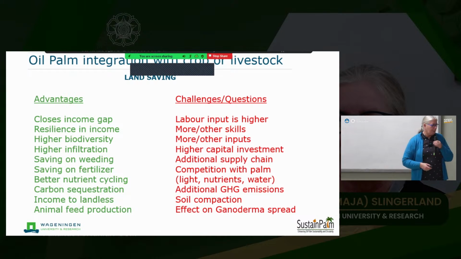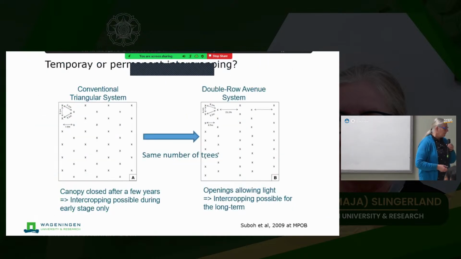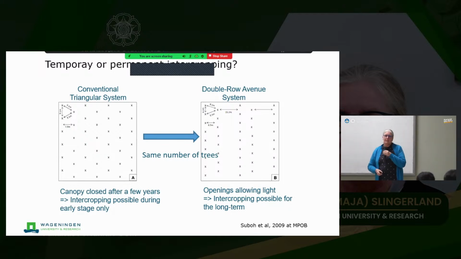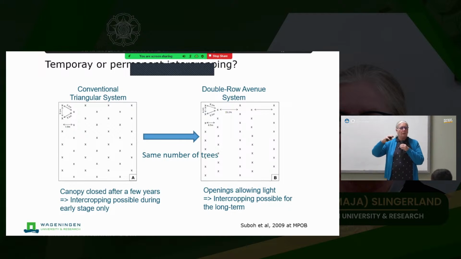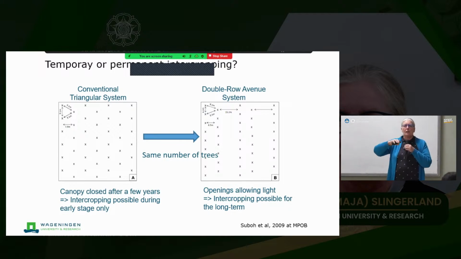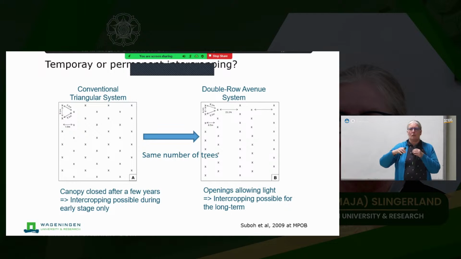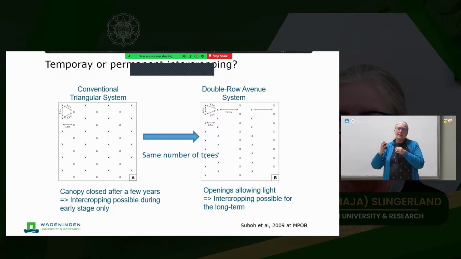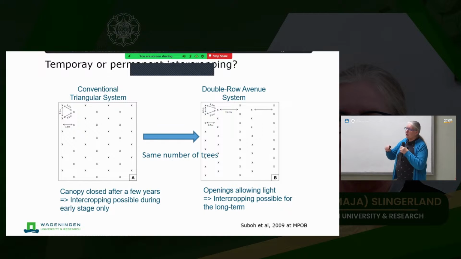Okay, let me go to a bit of the technicalities. You can do intercropping in two ways. Normally oil palm is planted 9 by 9 by 9 in a triangle. And the reason is, when it grows up, the canopies together close the area completely, so they capture all the sunlight. Which also means that after 3-4 years, you cannot put any crops in between because it's dark. So that's why most of the intercropping is at the start.